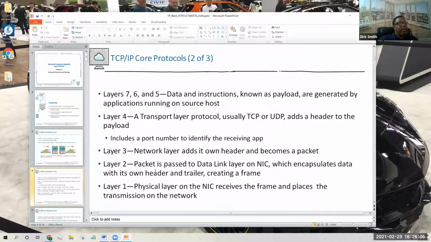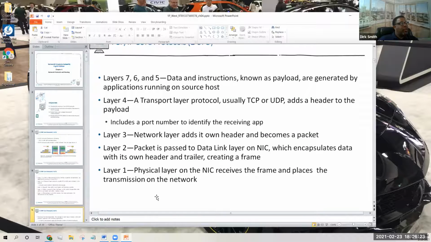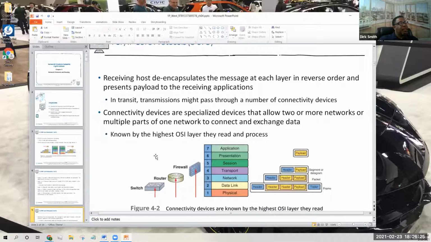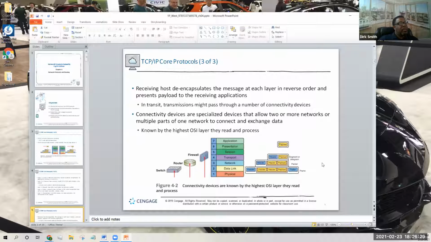Layer 2 is the data link. It's talking to the NIC card, the network card on your computer. Once it does the encapsulation and puts on the trailer and the header and everything, it breaks it down and sends it through the physical NIC card, through the wire, through the frame as well. Okay.